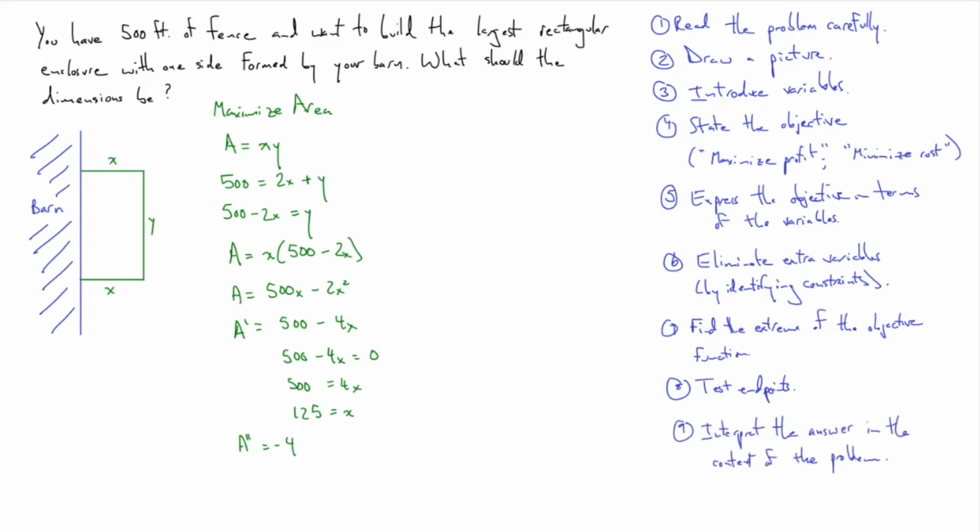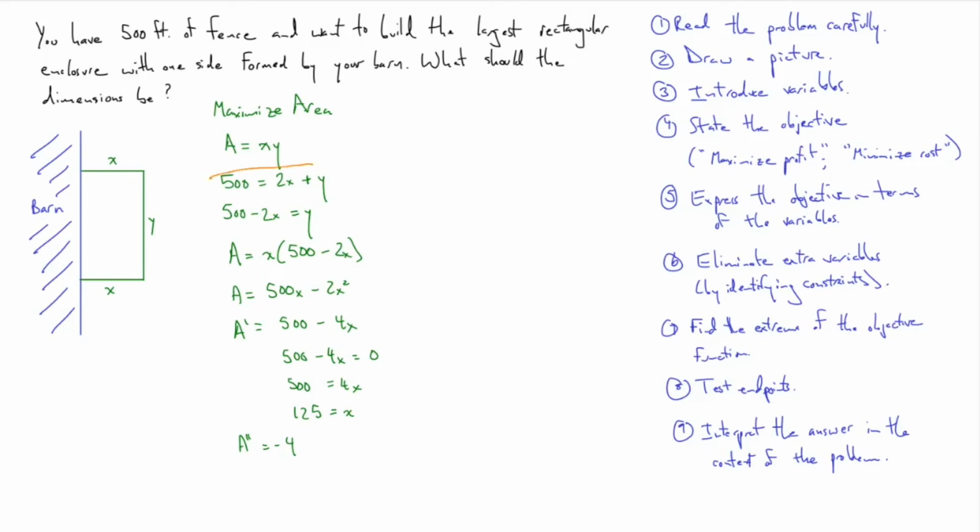And then finally, there's the last step. Interpret the answer in the context of the problem. In other words, answer the question. For this example, the question is, what should the dimensions be? Well, we found one of the dimensions, 125, and in particular 125 feet. But we should also give the second dimension. And that's easy enough to do.